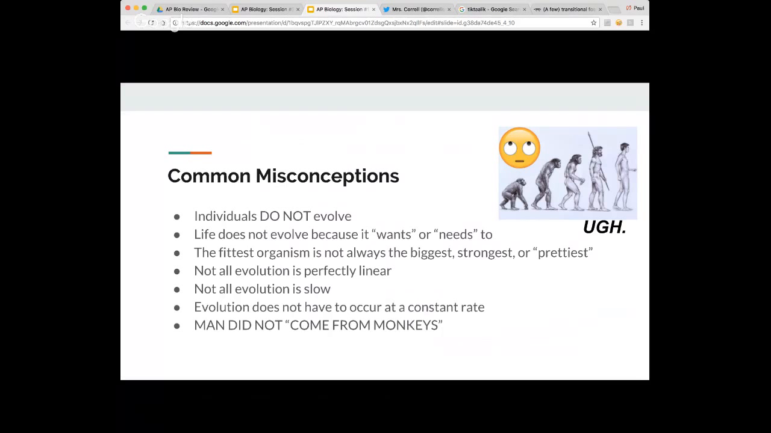The fittest organism is not always the biggest, strongest, or prettiest. We just assume the peacock with the biggest tail is going to win. Well, not necessarily. If that big tail slows him down and a predator eats him first, he's not going to mate. So that's not going to work out. The prettiest songbirds are often far too skewed for mates. Their mates often won't pick them if they're too far.